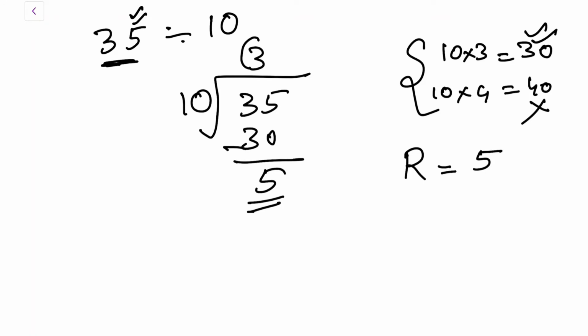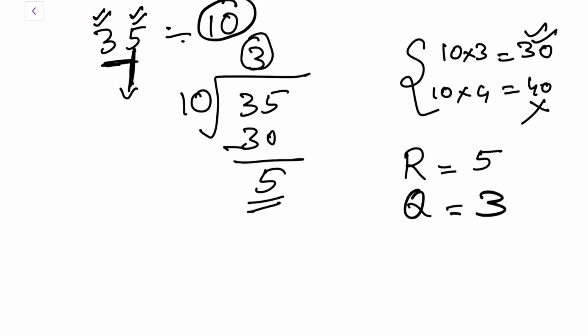What about the quotient? 3, which is the remaining digits. That is your quotient. So, when we divide a number by 10, the digit in the ones place, that is 5, becomes your remainder. The digit in the ones place becomes your remainder, and the remaining digits, here we have only one digit, 3, become your quotient. This is your quotient, this is your remainder. Simple as that.